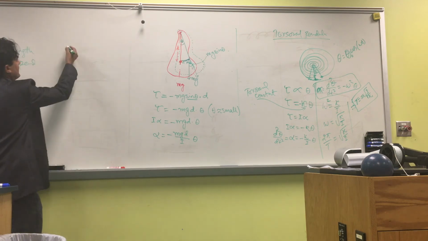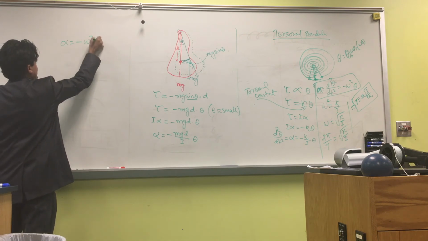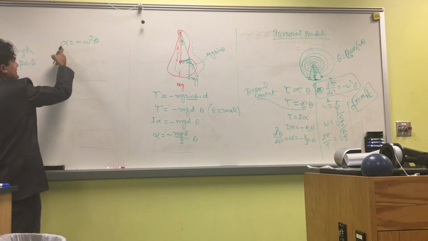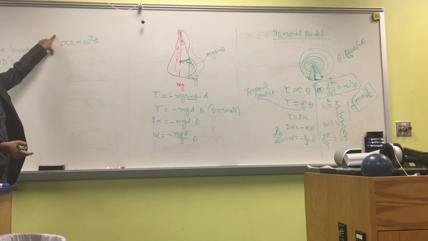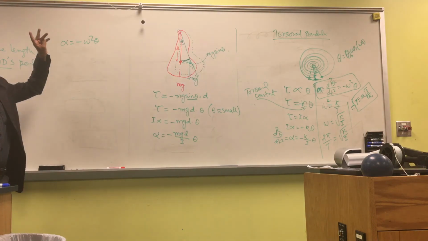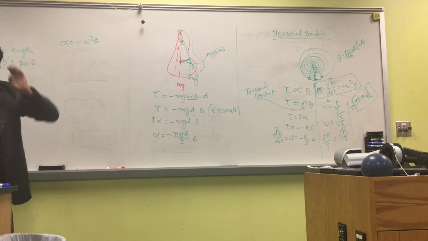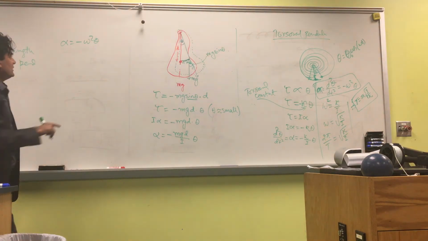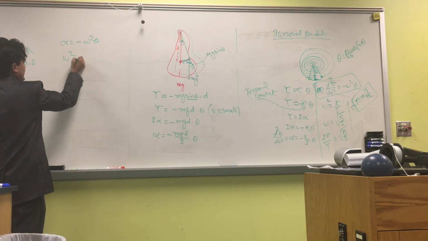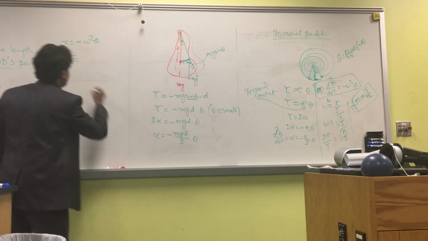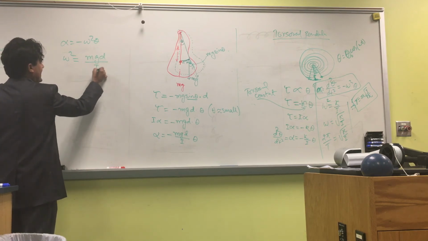So if I compare with alpha equals minus omega square theta, which is the second derivative of theta, and theta equals some theta 0, some amplitude, times cosine of omega t, right? So now omega square equals, what is it? This guy, mgd divided by I.